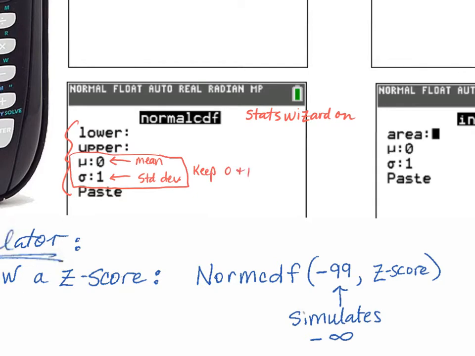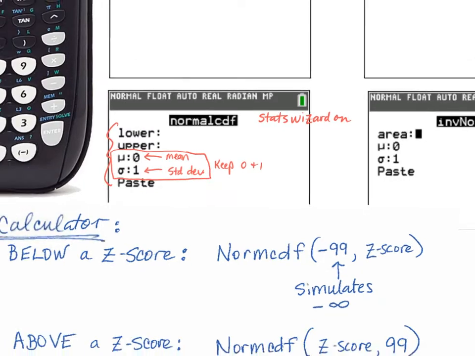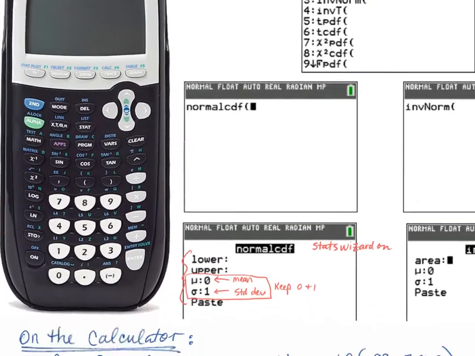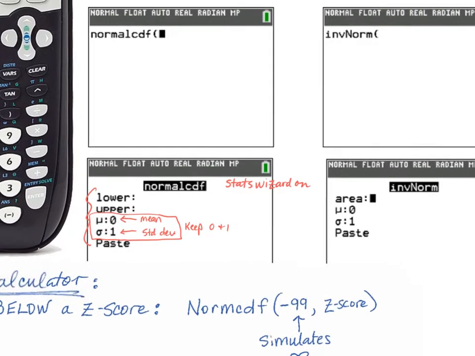All right, so your lower and your upper bound are going to be those two things that are your ends of your area. So if you've got a normal curve, you're going to have one z-score, and then you'll have another z-score, and those are your two bounds, your low z to your high z.